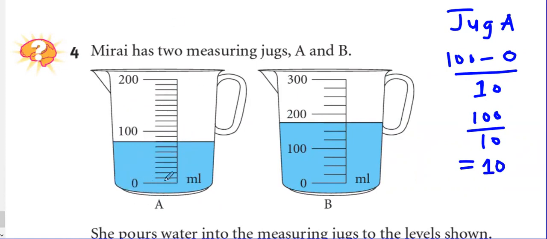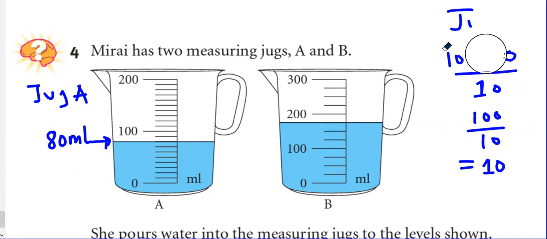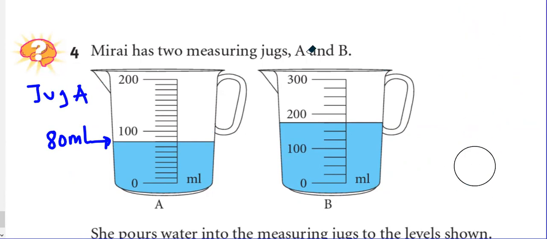Okay, so this is 0, this is 10, 20, 30, 40, 50, 60, 70, 80. So this reading here is 80 milliliters. Okay, so this is jug A. That is jug A. Okay, right. Now let me try to do jug B.